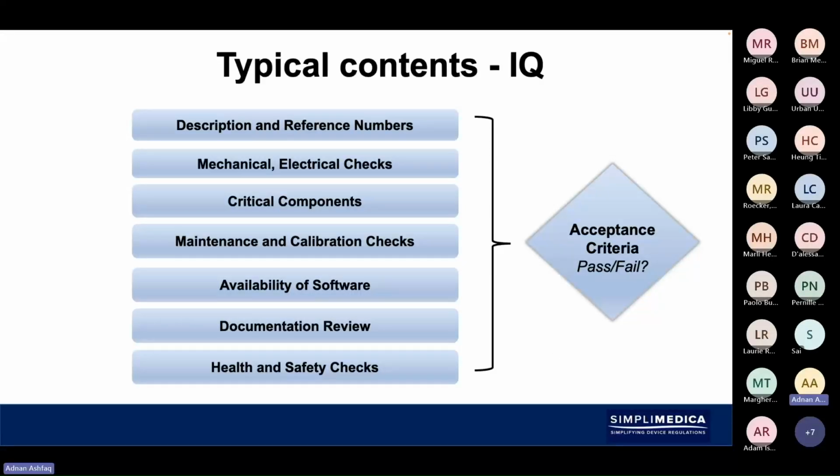So then, the typical contents of an IQ, when you write the installation qualification protocol, you would be looking at the equipment description, any reference numbers, serial numbers, model numbers. You would be looking at basic mechanical and electrical checks. Has the equipment been wired in correctly with the correct voltage, whether it's three-phase or any other electrical requirements? It could even be for running off compressed air.